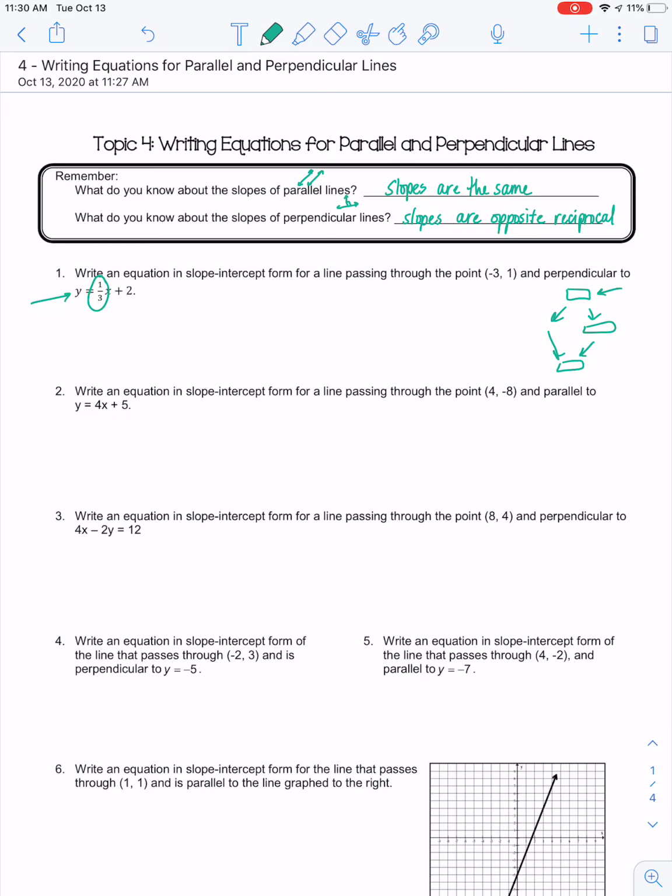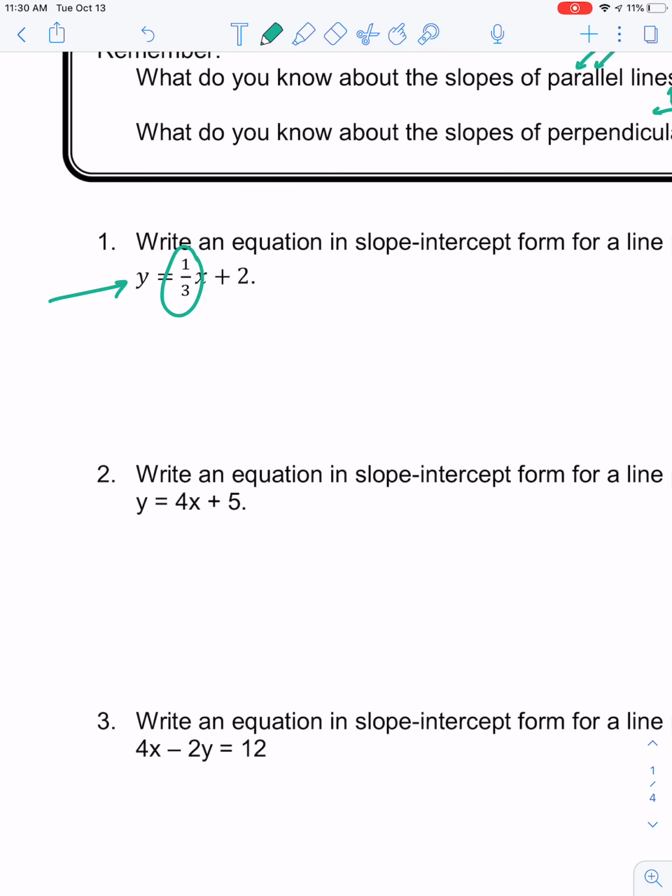The instructions are to write an equation. Well, they don't want you to rewrite this equation. They've already given it to you. They want you to write a new equation. So we want to make sure that we have the slope for the new equation. So let me reread the problem again. Write an equation for a line passing through blah, blah, blah, perpendicular to 1/3 x plus 2. So if the slope over here is 1/3, the perpendicular slope would have to be opposite reciprocal. Opposite sign of -3, flip it over, and we'd have 3 over 1, which is really just -3. Okay, so the perpendicular slope would be -3.